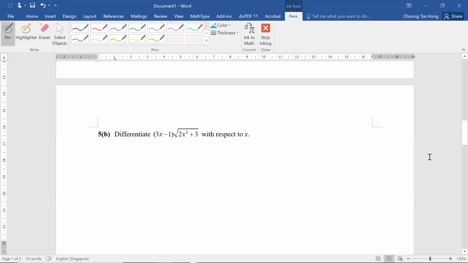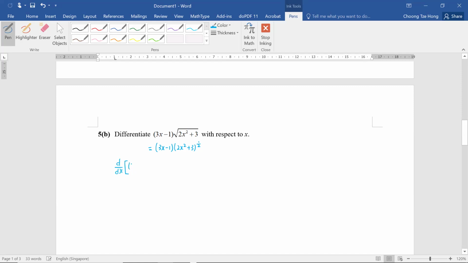Right, so question 5b, we are asked to differentiate (3x minus 1) times the square root of 2x squared plus 3 with respect to x. So we need to change this to a form suitable for differentiation. 3x minus 1, there's nothing much to change, it's power 1. Then this square root, if you recall, is actually power half. So this will be a suitable form to start differentiating. Okay, so let's do it.